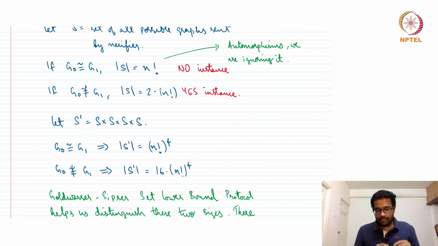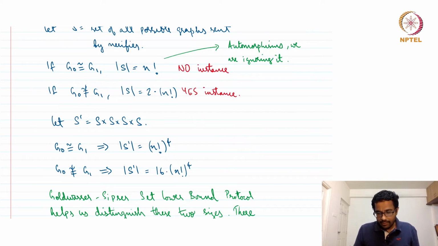So H1 is a permutation of one of them, H2 is a permutation of another one, H3 is a permutation of another one, and so on. What is the total size of the set that the verifier could have sent from? Now the whole set of things sent by the verifier is from S cross S cross S cross S. So it is n factorial to the power 4 if it's a no instance, because both the graphs are the same, and 2 times n factorial to the power 4, which is 16 times n factorial to the power 4.